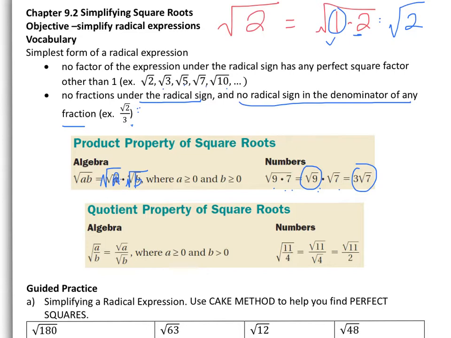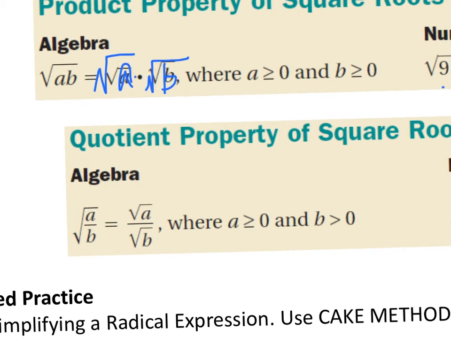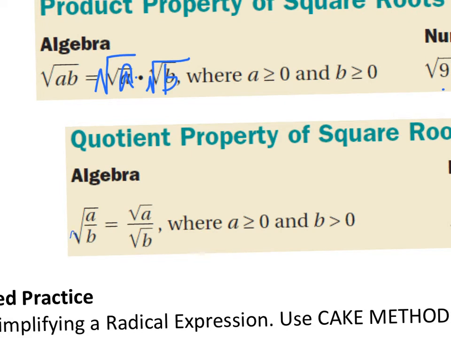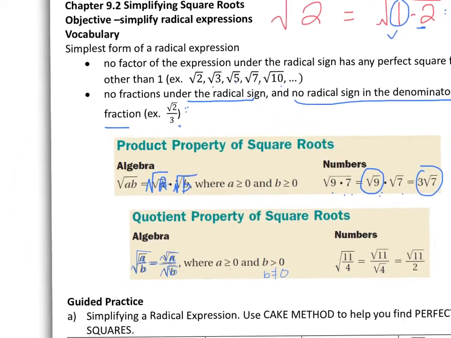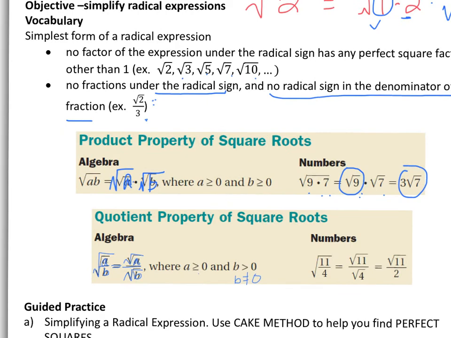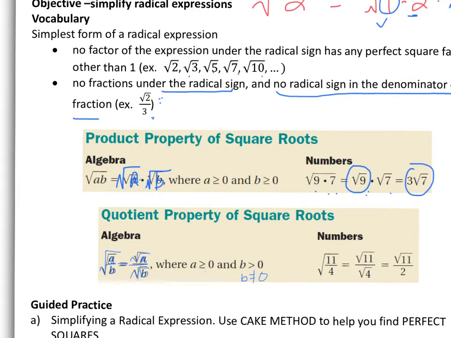And for the quotient property of square roots, you can have radical A over B, and we can split it up to be radical A over radical B. Again, A is greater than or equal to 0, and B is greater than 0. B cannot be 0 here. And remember, according to the definition of simplest form of a radical expression, you cannot have a radical sign in the denominator.